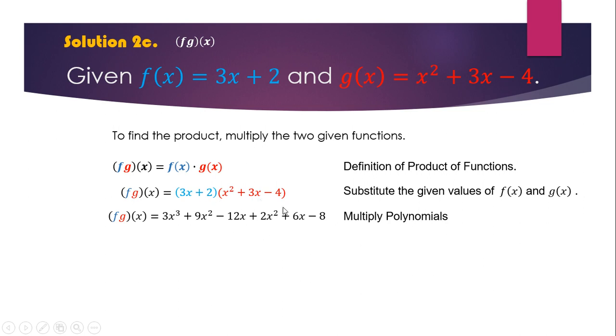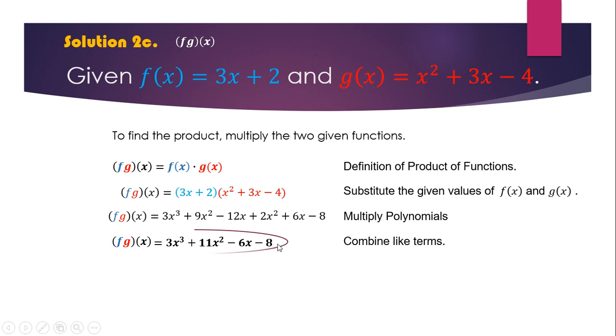2 times 3x, that is positive 6x. 2 times negative 4, that is negative 8. Then after that, simplify by combining or adding like terms. So copy 3x cubed, then 9x squared plus 2x squared, that is 11x squared. Negative 12x plus 6x, negative 6x, then copy negative 8.